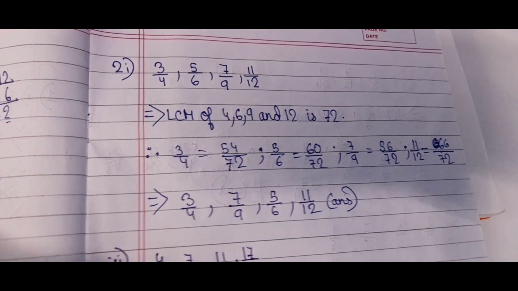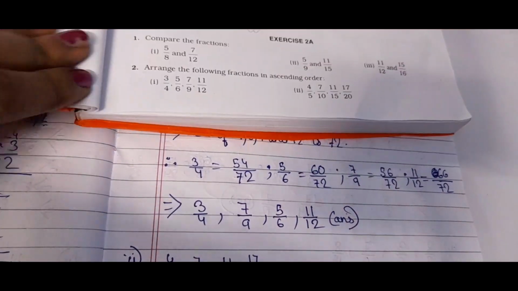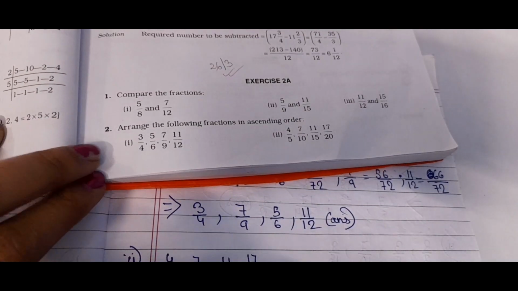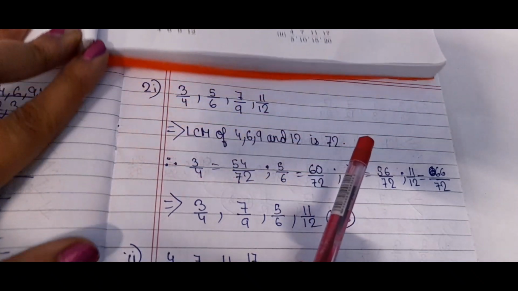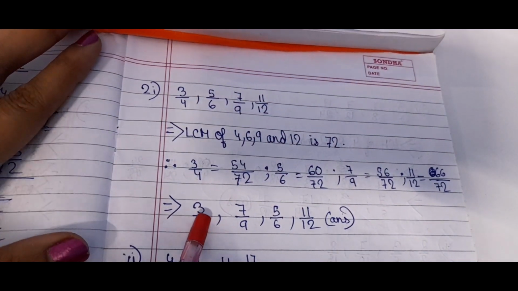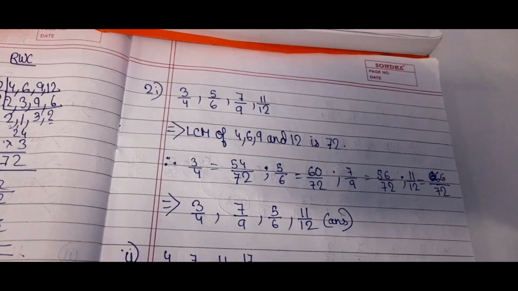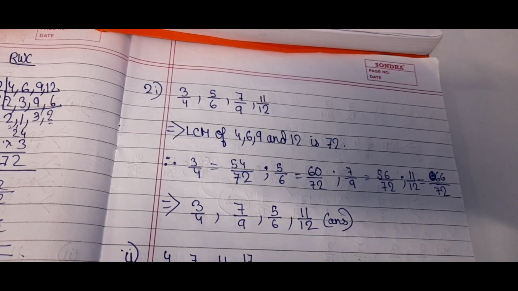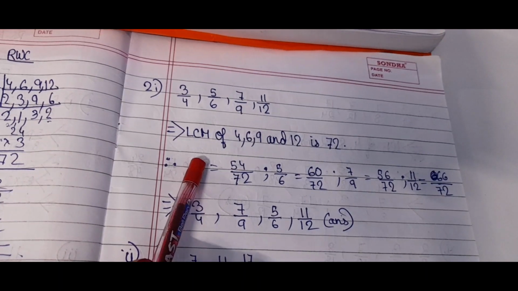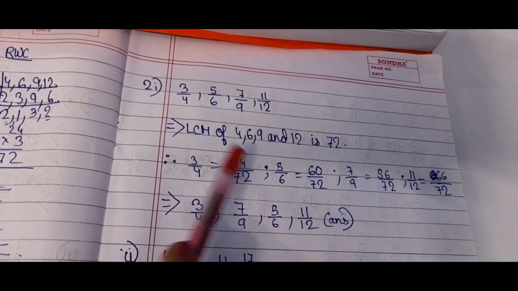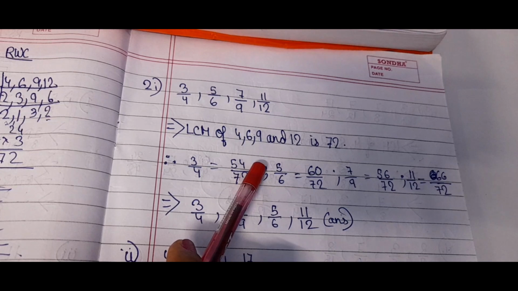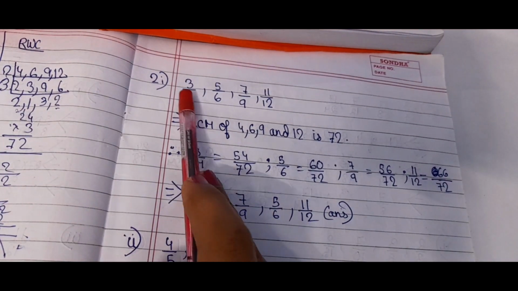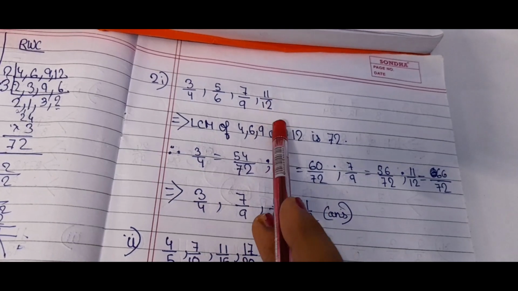Question number 2 is written: arrange the following fractions in ascending order. Now we have to check which one is smallest. Ascending order means writing the values in order from smallest to largest. Okay. So 3 by 4, 5 by 6, 7 by 9, 11 by 12.